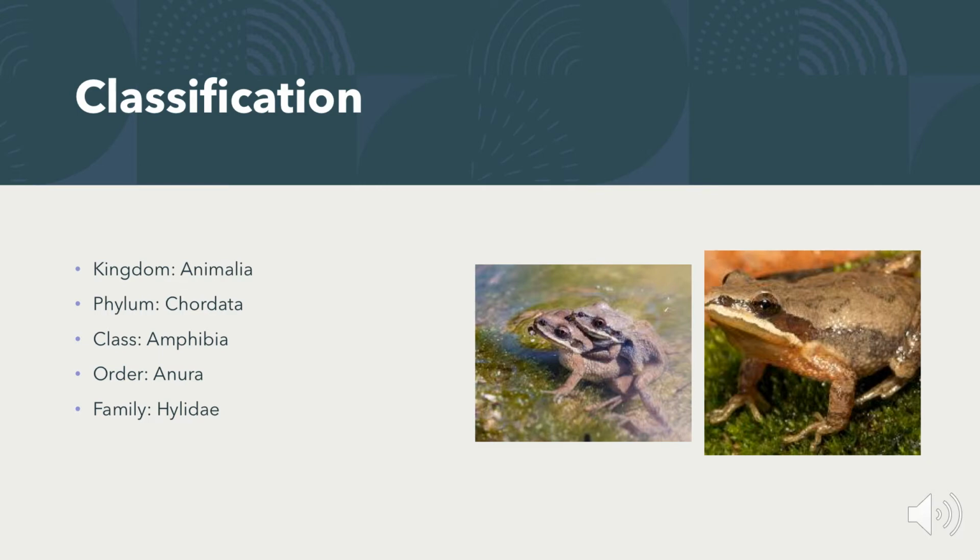They're also in the family Hylidae, and some of the other tree frogs and their relatives are found in this family.